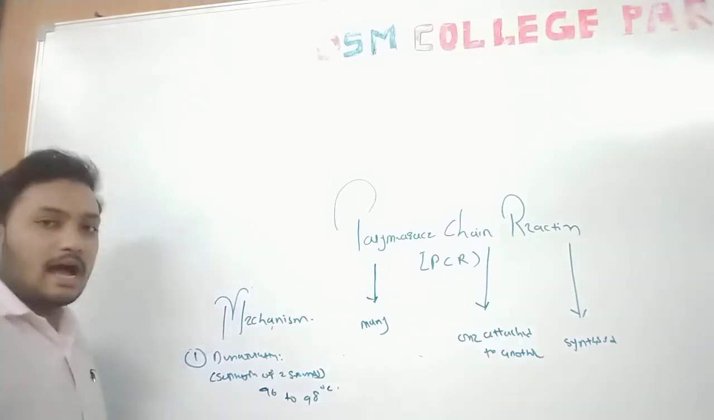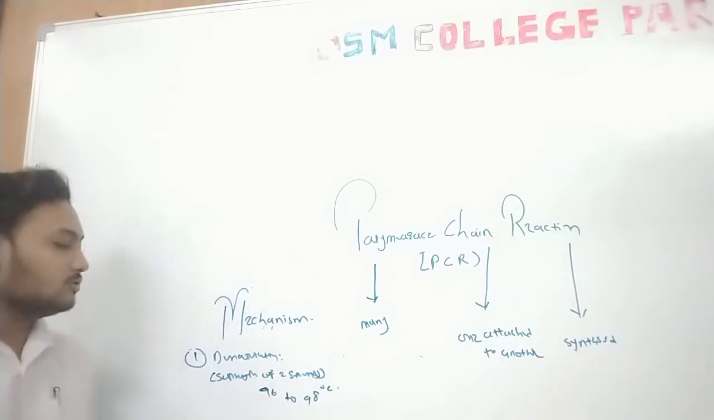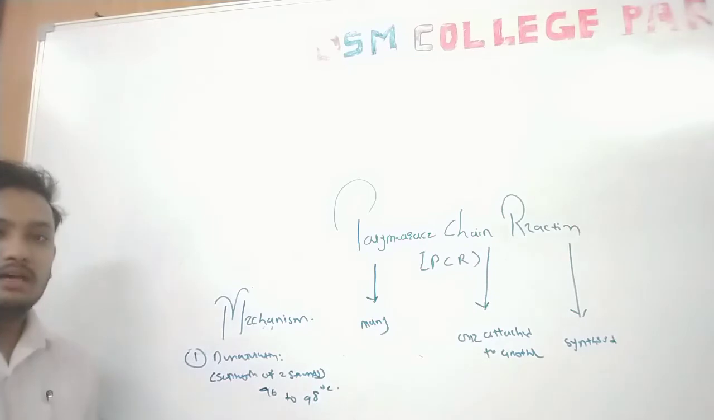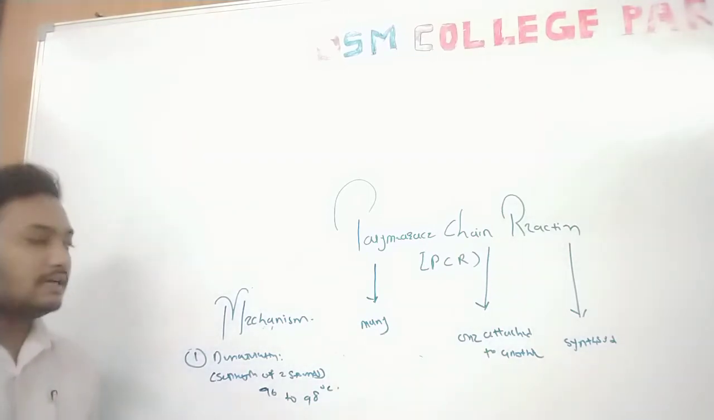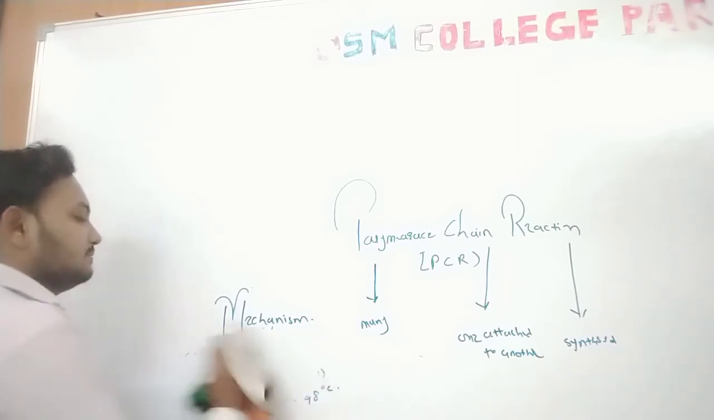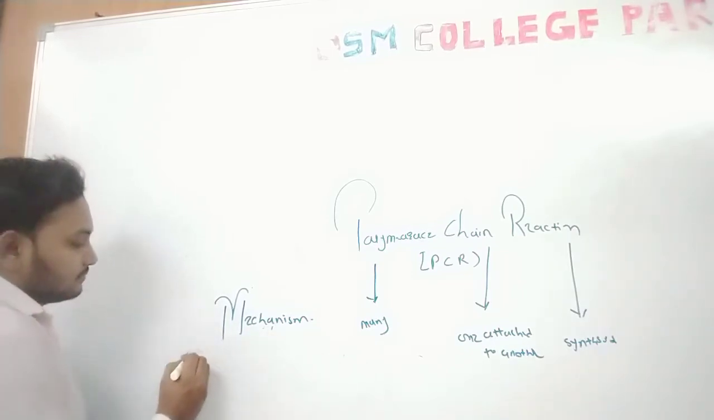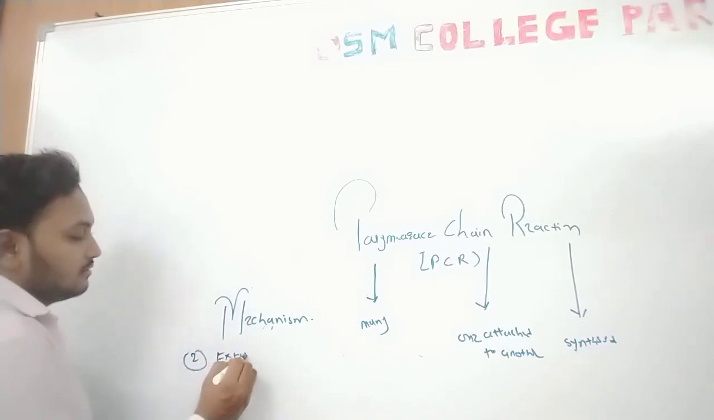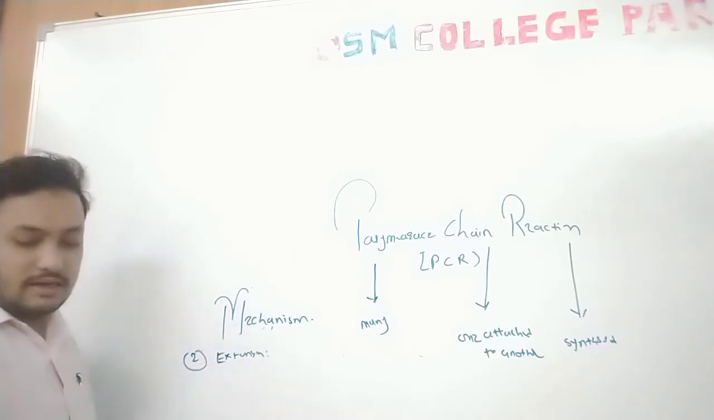A higher temperature is required for the denaturation of our DNA. In this denaturation the two strands separate out, then one strand acts as a template for synthesizing the complementary strand. Okay, so the another mechanism is extension.